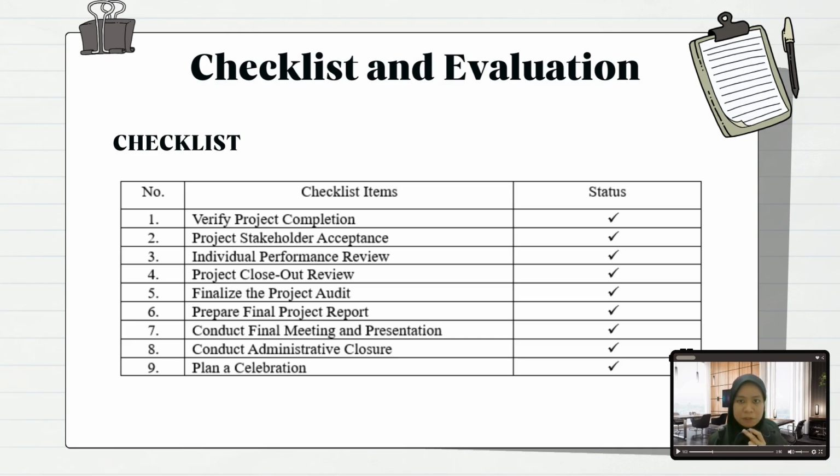For part 2, checklist and evaluation. For the checklist, we have 9 important project measures to make sure the project is successfully closed. The checklist items include verify project completion, project stakeholder acceptance, individual performance review, project closeout review, finalize the project audit, prepare final project report, conduct final meeting and presentation, conduct administrative closure, and plan a celebration. We have successfully done all the checklist items.